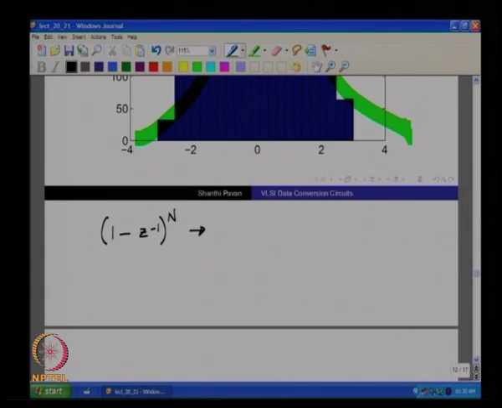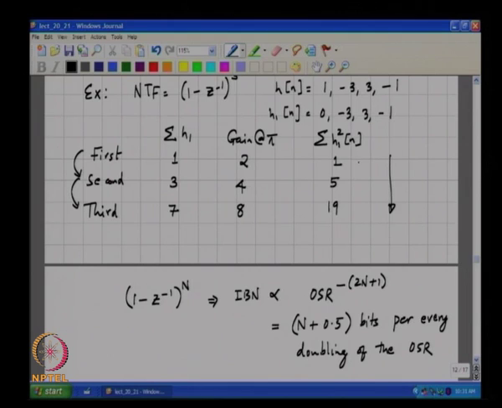Before I proceed, I would like to remind you that the out of band gain of this noise transfer function is 2 to the n, right. As we go on increasing the out of band gain, what can you say about the variance of the noise at the input to the quantizer? It goes on increasing, correct. We saw going from first order to second order to third order that the variance of the noise at the input to the quantizer went up from delta square by 12 to 5 delta square by 12 to 19 delta square by 12.